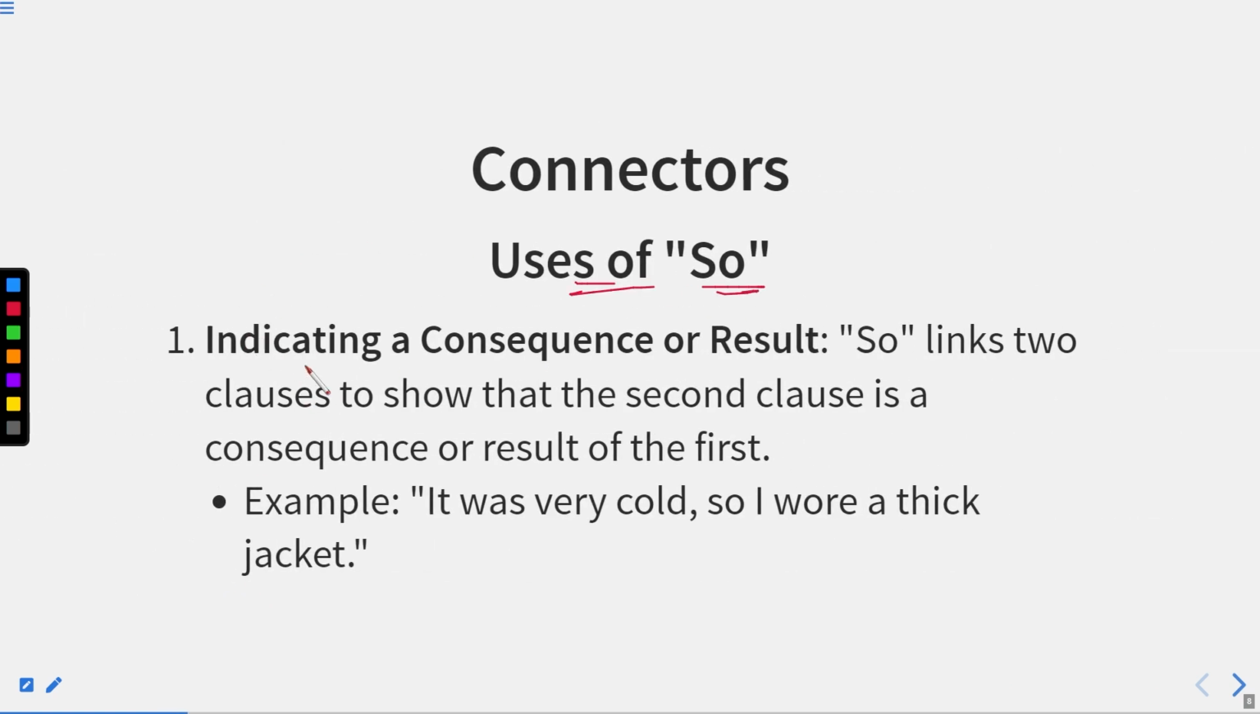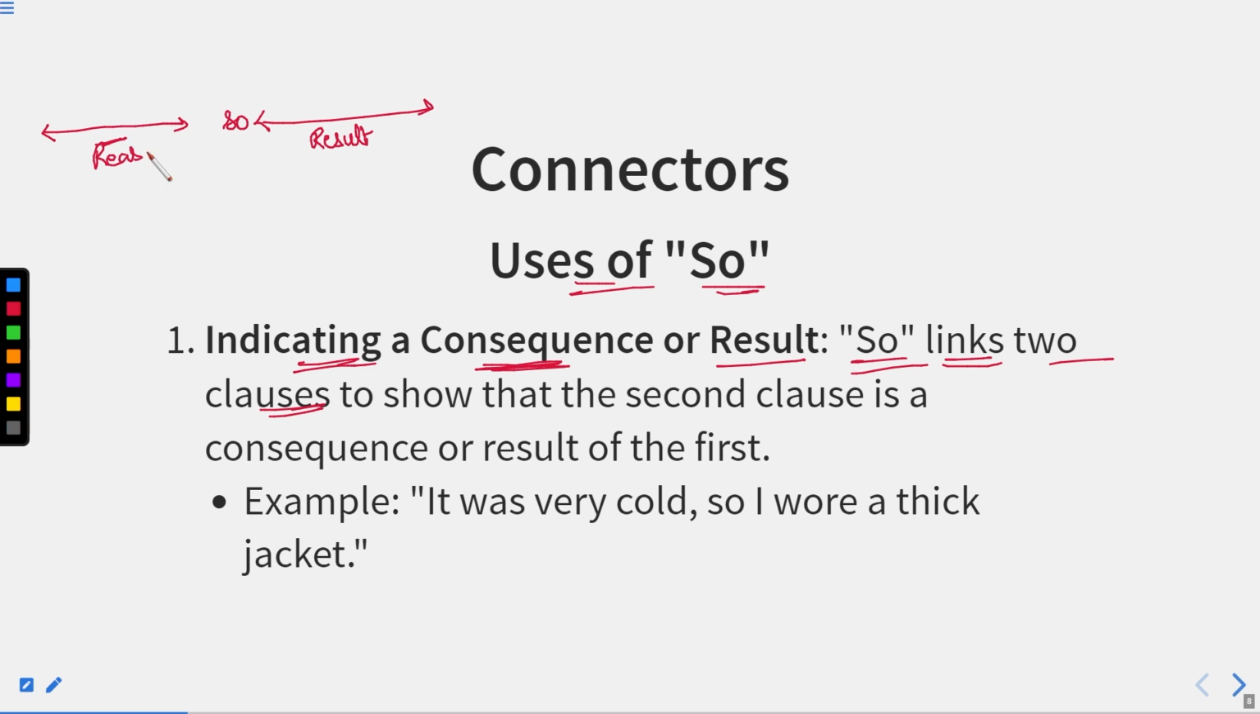Now, what are the uses of so? Indicating a consequence. Consequence means result. So links two clauses. This is the main function of it, that it connects two clauses to show that the second clause is the consequence or result of the first. It means if I write some sentence, then after that we use so, and after that another sentence. So the second clause is the consequence or the result of the first. So this is actually the result of what has happened over here.